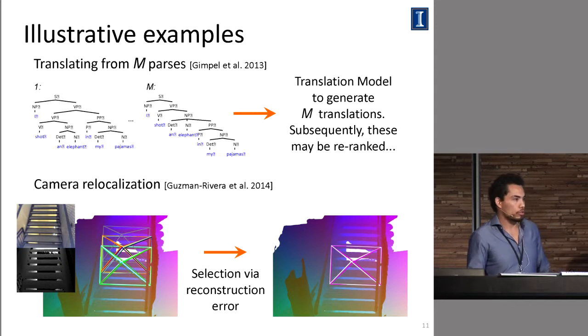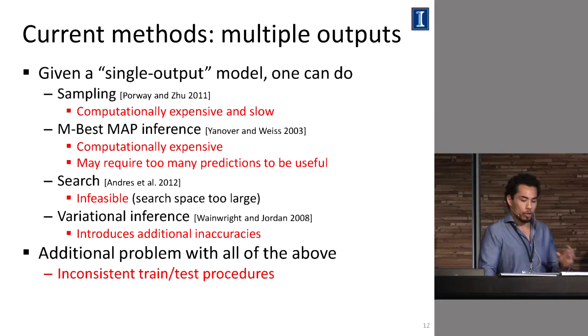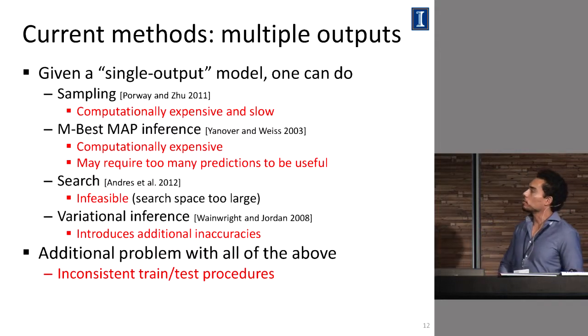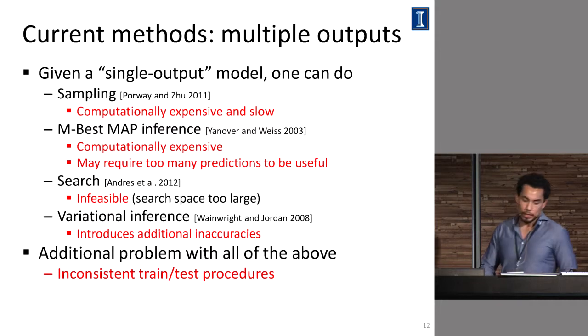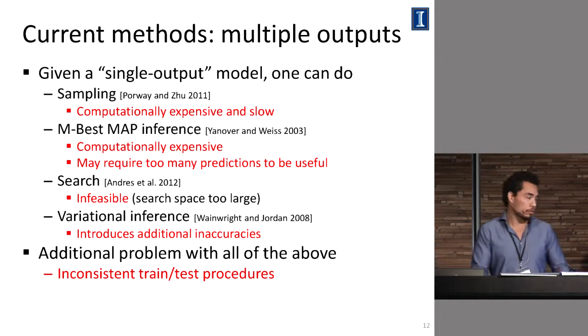So just to motivate these ideas. So current methods, most often to generate multiple solutions, what people do is they take a standard graphical model, which I call a single output model. And they compound it with something like sampling or M-best MAP inference or search, which, by the way, all of these approaches are expensive, right? Or variational inference is also another way to do this, but it will introduce more inaccuracies in your model, which again is what we're trying to avoid.